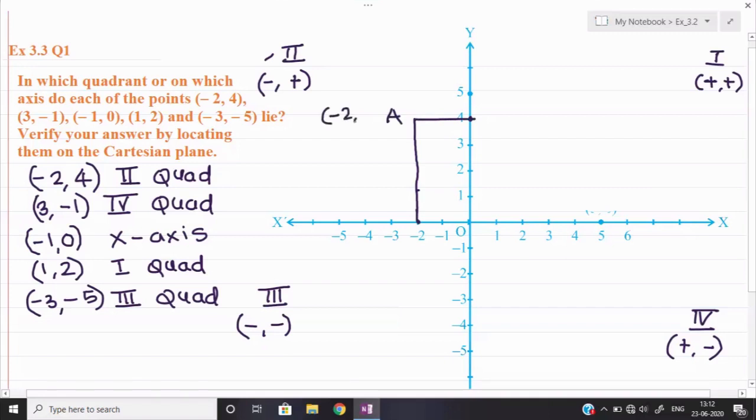So this point I will say is my point A, and the value of this point is minus 2 comma 4. Similarly, look at the second value, 3 comma minus 1. So the x value given here is 3, so this point I will mark, and the y value is minus 1, so this point I will mark. From here you draw one horizontal line and from here you draw one vertical line. Okay, so this point I will say is B, it is 3 comma minus 1.